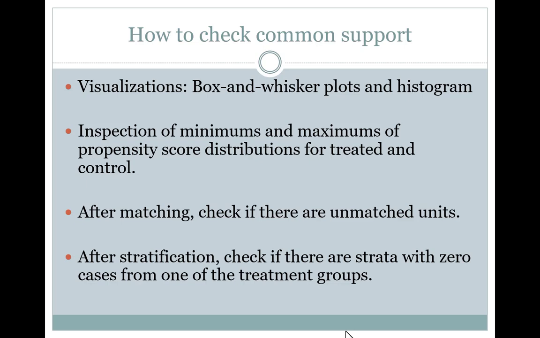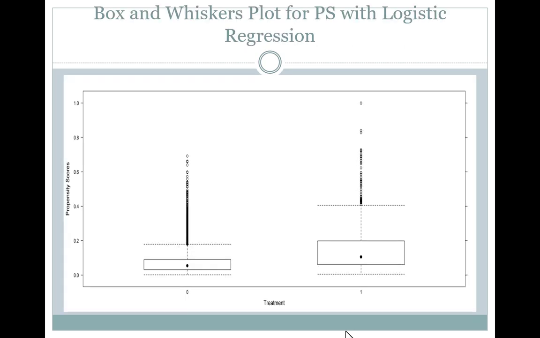Weighting doesn't have a specific check like matching and stratification do, but you could look to see if there are extreme weights, which are maybe an indication of common support problems. So I'll just show you the visual check here.